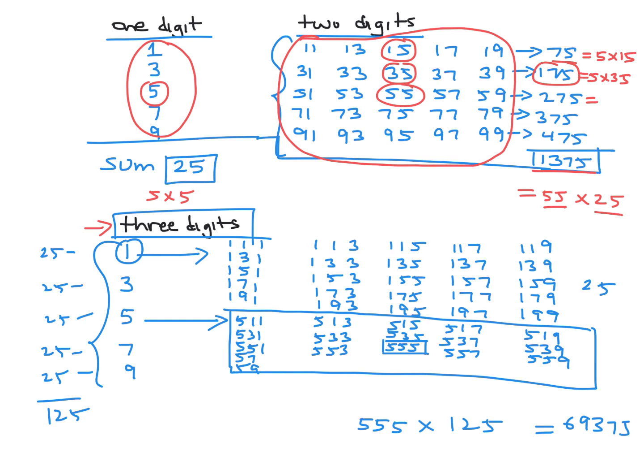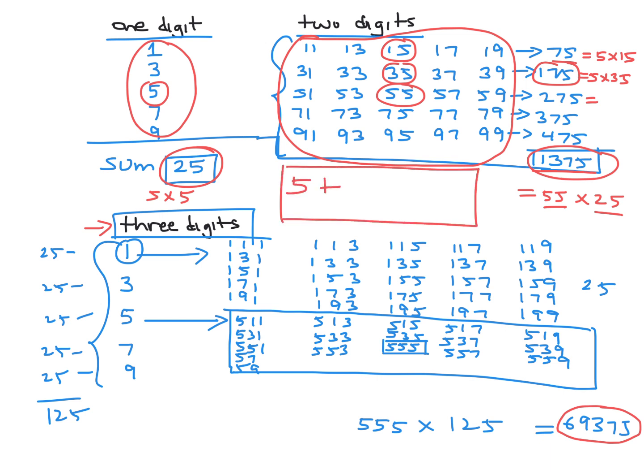So the grand sum would be this 25, this 1375, and this 69375. So we'll just put it in the middle here. 5 plus 1375 plus 69375, and that would be 70775.